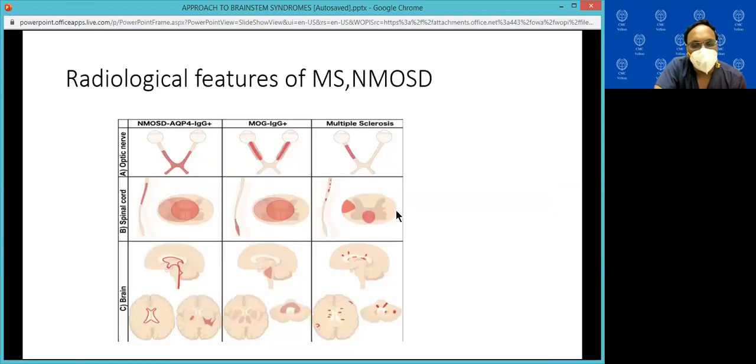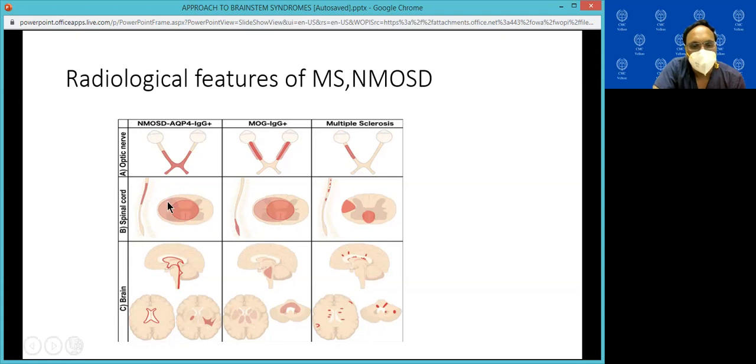So these are the radiological features of MS, NMOSD and MOGAD. In NMOSD, the posterior part of the optic nerve and optic chiasma is involved. In MOGAD, the anterior part is involved. In multiple sclerosis, one part of the optic nerve is involved. And in the spinal cord, in NMOSD there is long segment involvement, more than 3 vertebral segments. In MOGAD there is conus involvement. And in multiple sclerosis, there is short segment involvement.